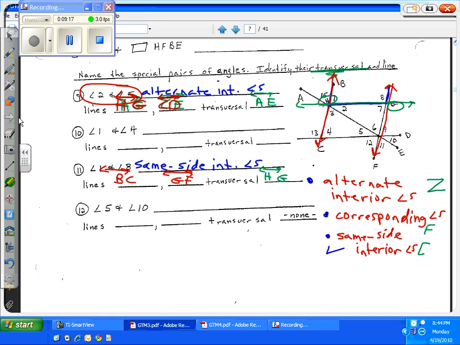So again, you need the formal definitions, and we also would like for you to know the visual aid that alternate interior angles make the letter Z, same correspondings make the letter F, and same side interiors make the letter C. Okay.